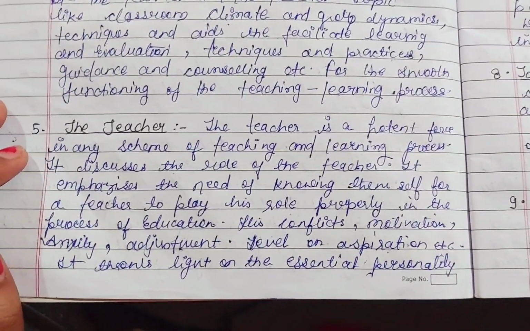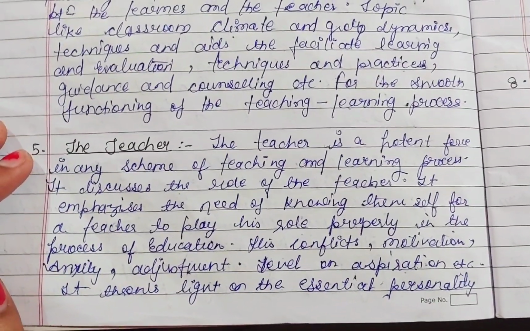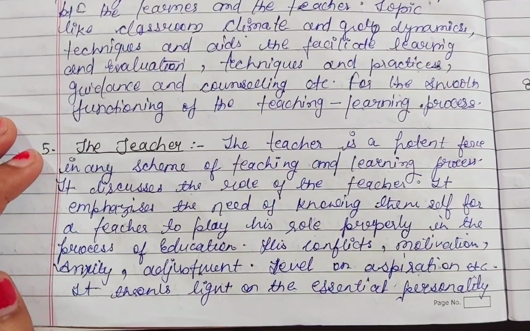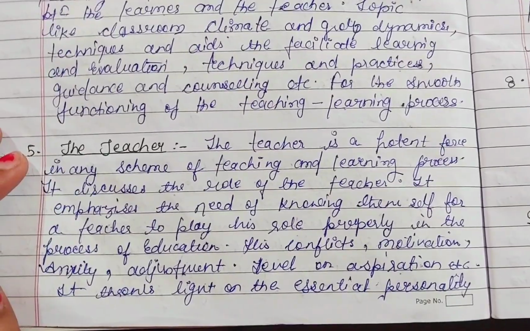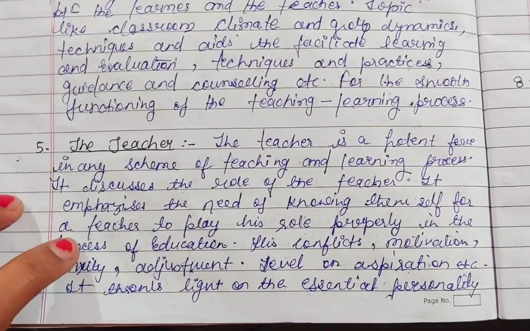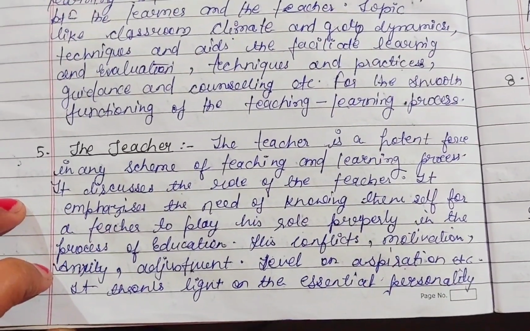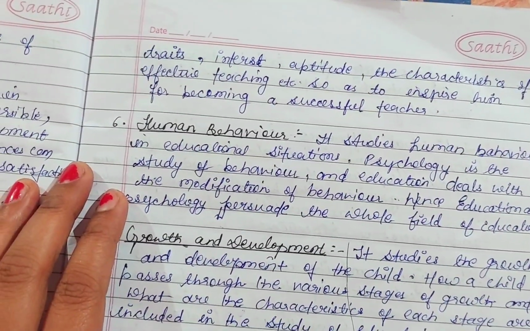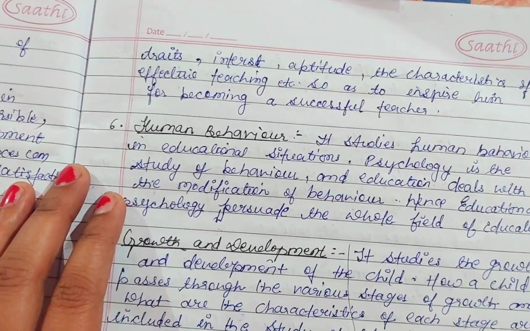Number 5, the teachers. Most important and most crucial. The teacher is a potent force in any scheme of teaching and learning process. It discusses the role of the teacher. It emphasizes the need for the teacher of knowing themselves to play his role properly in the process of education: his conflicts, motivation, anxiety, adjustment, level of aspirations, etc. It throws light on essential personality traits, interest, aptitude, the characteristics of effective teaching, etc., so as to inspire him for becoming a successful teacher.